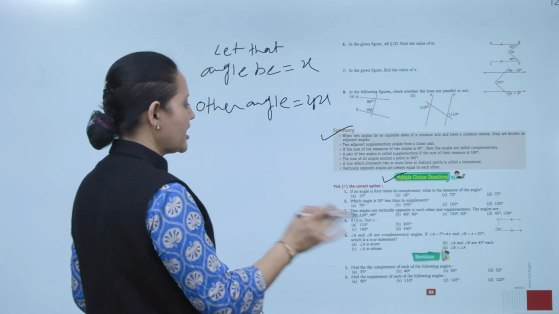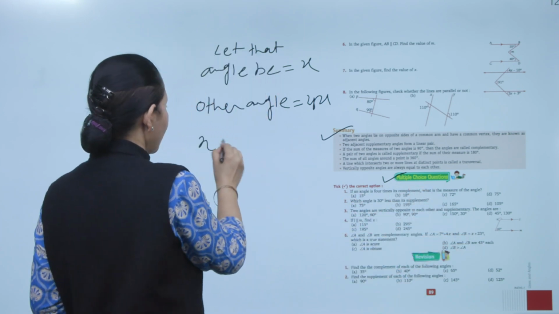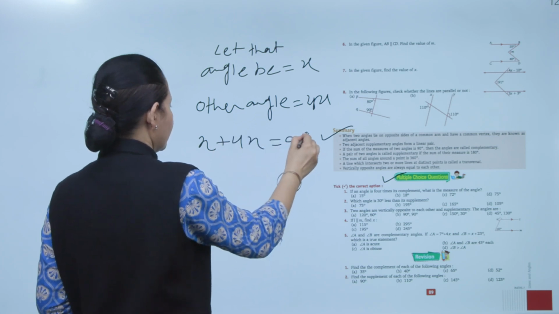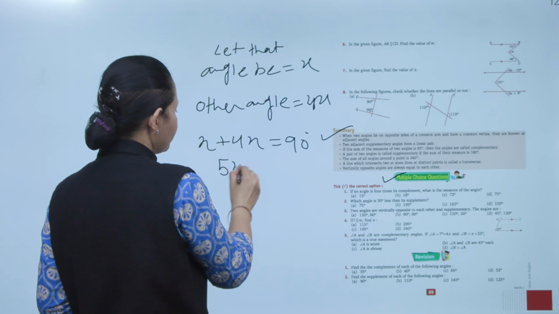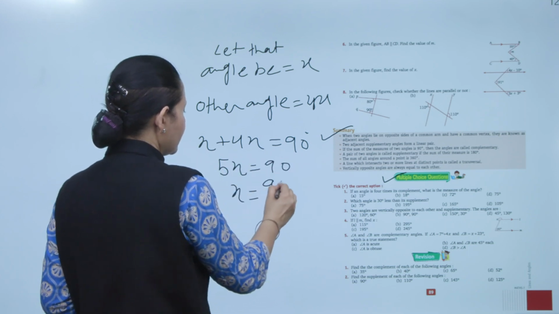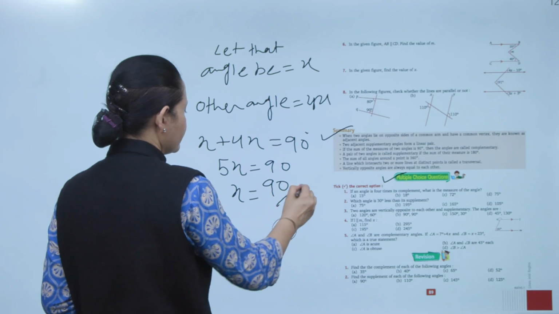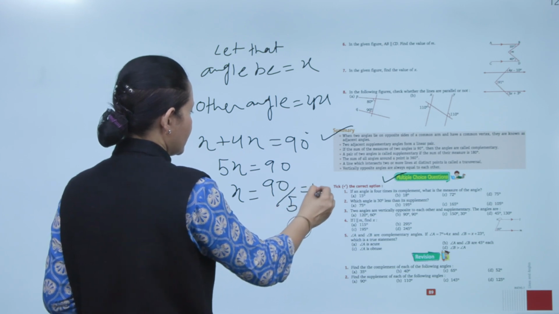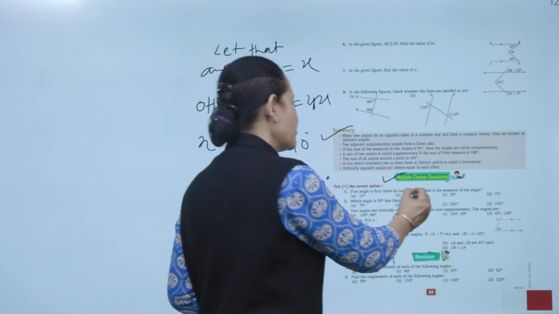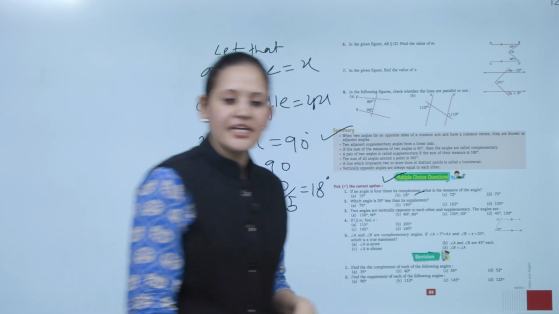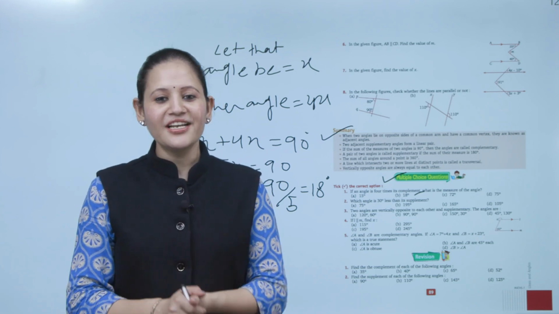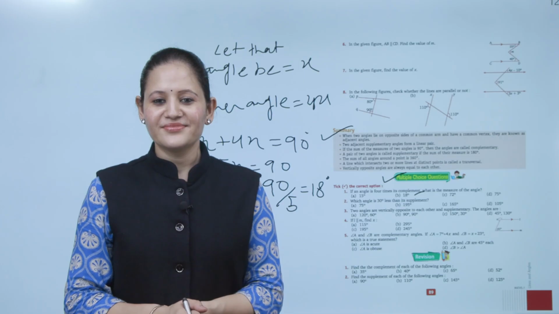So their sum क्या हो जाएगा? 90 degree. So x plus 4x, that is 90. So 5x equals to 90 degree. x equals to 90 upon 5, 18 degree. Clear? So answer हो जाएगा B, 18 degree. So here we end the chapter. I hope you understand it well. Now you have to practice it.